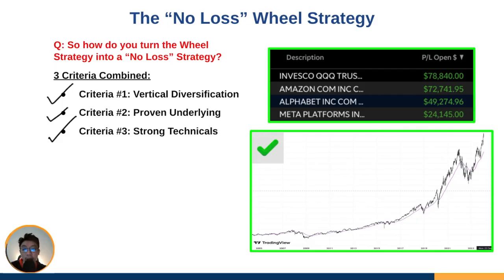As you can see, it has no loss so far, because I've stuck to these three criteria and the market has just kept going up. As long as the market just keeps going up and the underlying just keeps making new highs, then again, this is the closest to a no loss option strategy that you're going to get in the world of options.